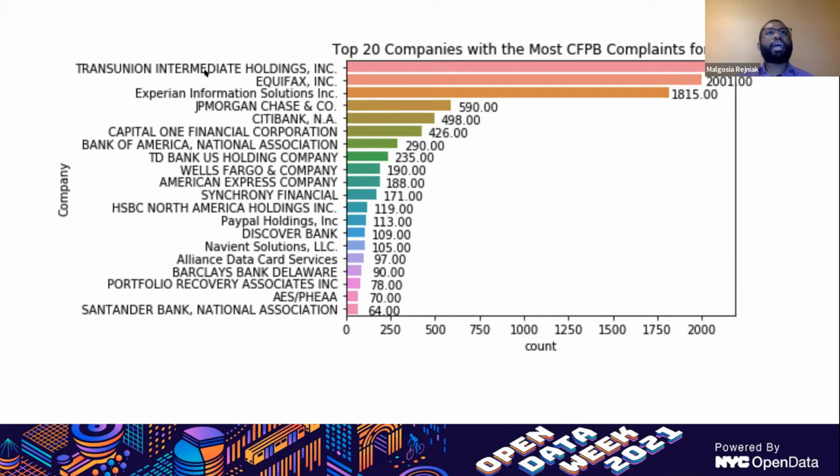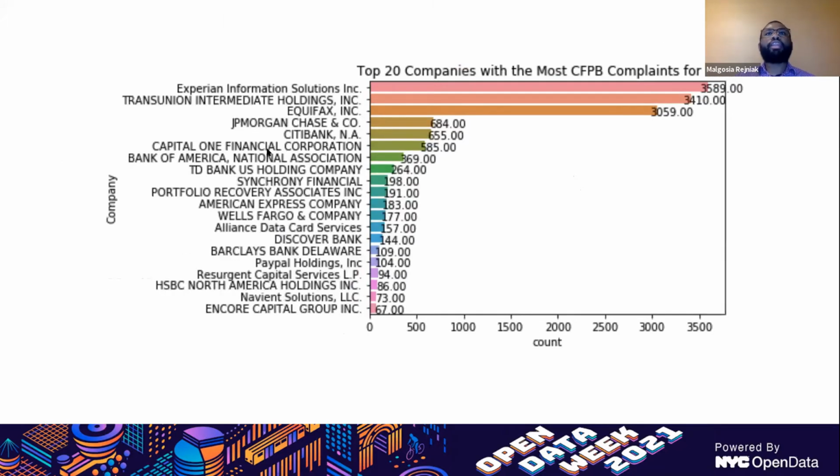So you'll see we have at the top here for 2019, TransUnion, Intermediate Holdings, Equifax, JP Morgan, Citibank, Capital One, Bank of America, etc. And then for 2020, JP Morgan, Citibank, TransUnion. So I would say in general, the top 20 companies that most complaints have been filed against have not really changed significantly from 2019 to 2020. And the companies that are up here may simply just be because they are one of the more popular financial resources that the public would use.